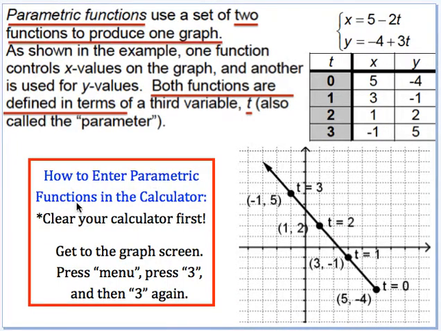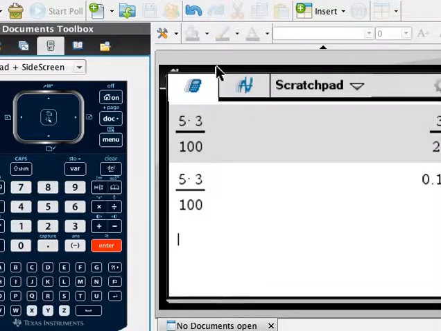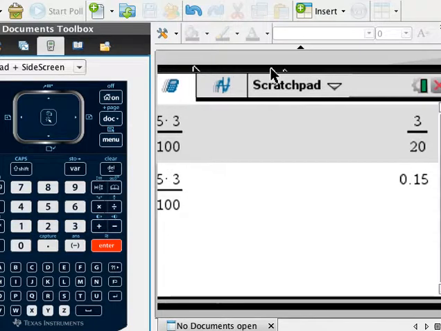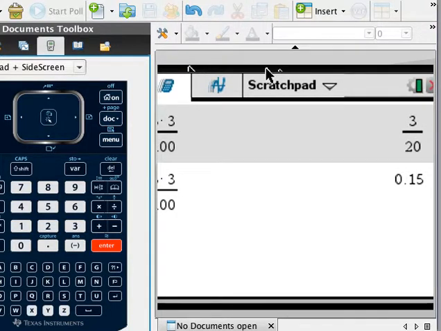You need to know how to enter parametric functions in the calculator. On the Inspire calculators, the first thing you want to do is clear your calculator, and then you're going to go to the graph screen, push menu, then press 3, and then 3 again. So let me walk you through it on the calculator. So let's say we have a whole bunch of stuff on our calculator screen. Let me make this smaller so you guys can see it all.